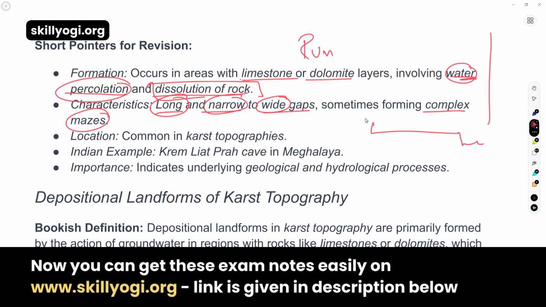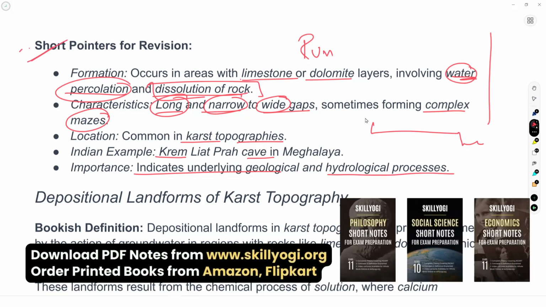So where is it found? It is found in karst topographies. Where do we find it in India? Krem Liat Prah cave in Meghalaya. What is the importance? It indicates underlying geological and hydrological processes. Very simple and easy. When you have to remember this, these are the pointers that you can utilize to do revision faster and quicker.